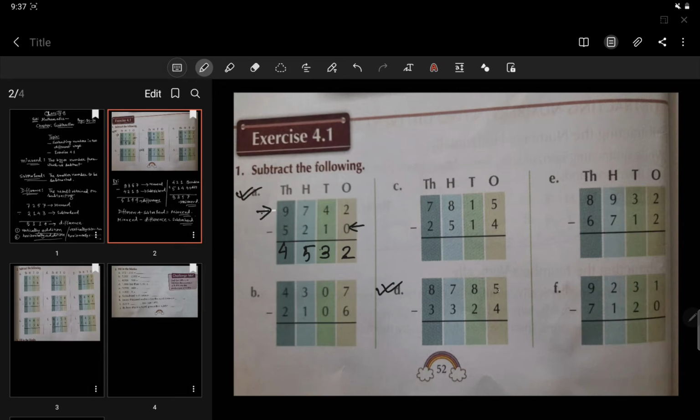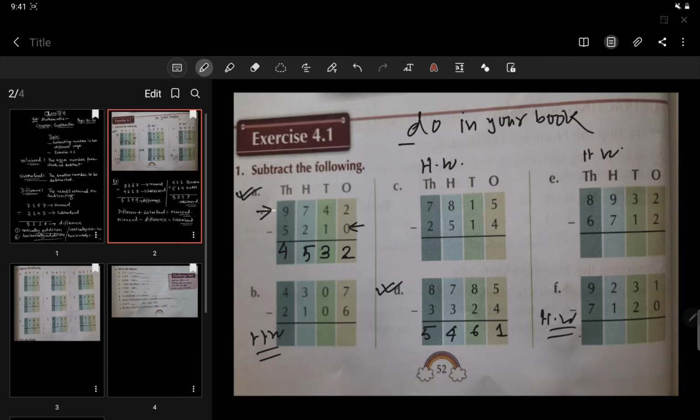Similarly, if you do question number D, you will get 5 minus 4 is 1, 8 minus 2 is 6, 7 minus 3 is 4, 8 minus 3 is 5. So the answer will be 5461. Question numbers C, E, B are your homework. You have to do them in your book.